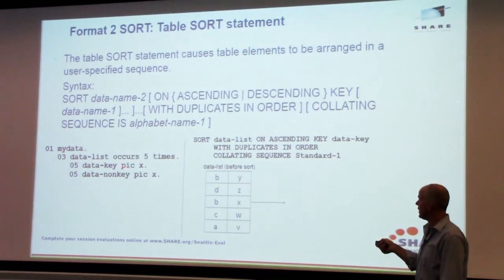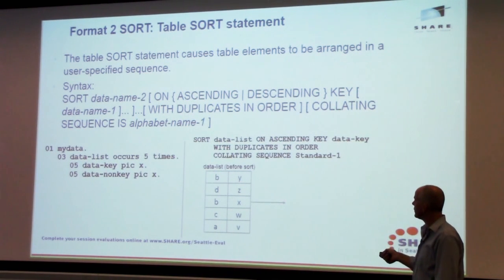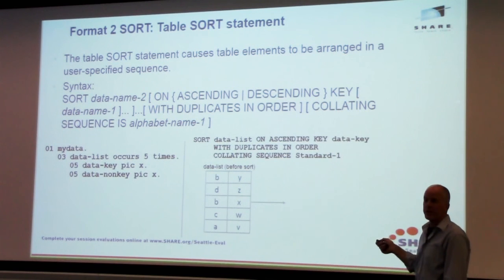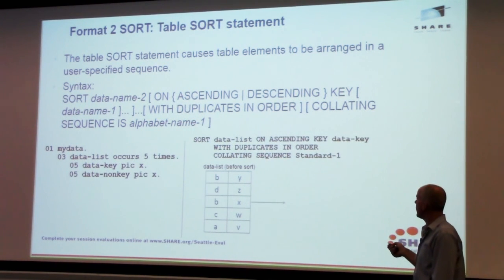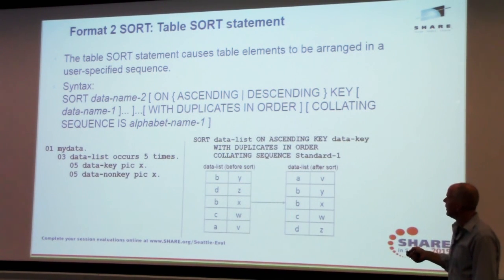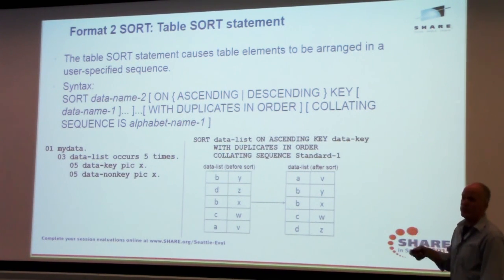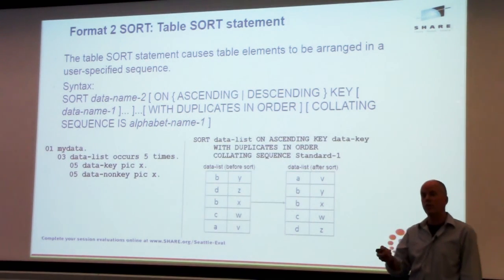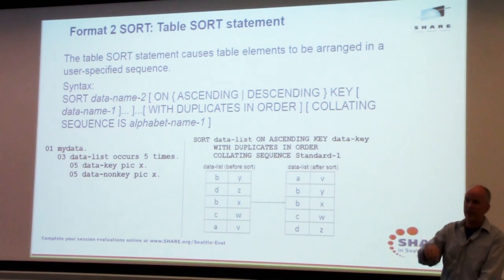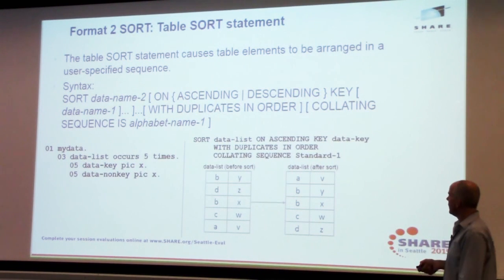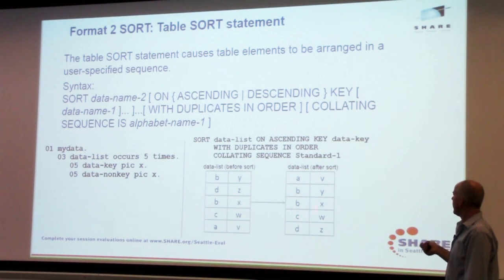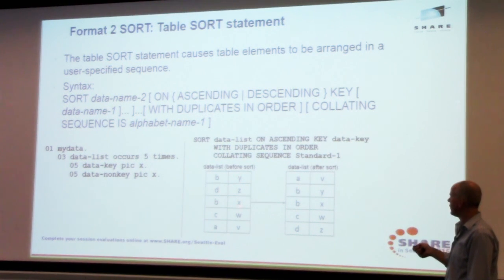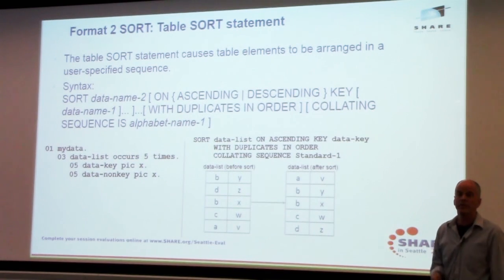In this case, my ascending key is data key, so that's my first character, and keep any duplicate keys in the original order they came in, and tell it the collating sequence. So now I have a sorted table, and it's much easier to use binary search. Search all requires that the table be in ascending order, or in an order. Could be descending. And so now I have that. So here, the B came twice with Y before X, and I have Y before X, duplicates in order.